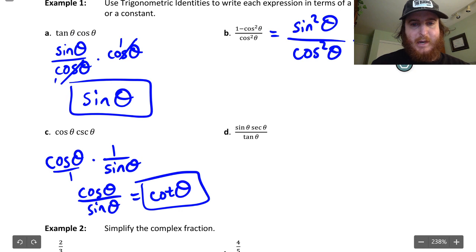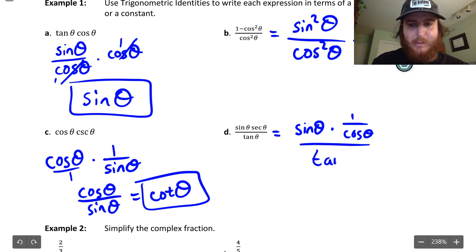Okay. Next one, like I said, I like to, when I can, leave the sine alone. So I'm going to just go one at a time. I'm going to say, hey, I have sine theta times 1 over cosine theta. And I'm going to go ahead and just leave tangent theta alone. I'm not going to move it yet. If we need to, we can replace that with sine over cosine, but I'm going to just go one term at a time. So now I'm going to multiply this, right? That's sine theta over cosine theta all over tangent theta.